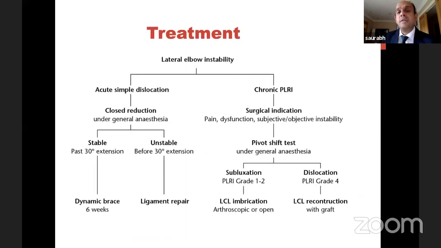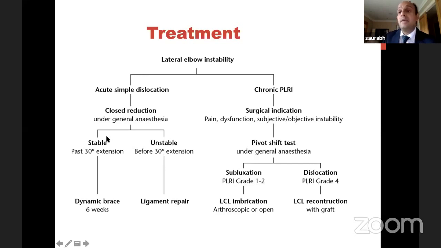So what will be the treatment? It's a busy slide, but it doesn't matter. If it's an acute injury, like your elbow dislocation, for example, a simple elbow dislocation, the lateral ligament always goes. We don't repair them. We just put them in a plaster or in a brace. In 2 weeks, we get them going, isn't it?